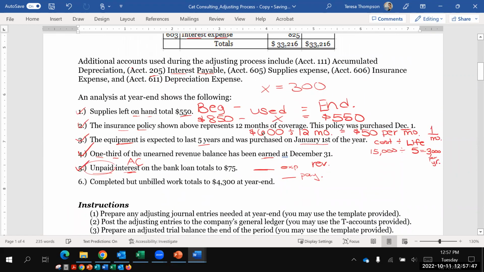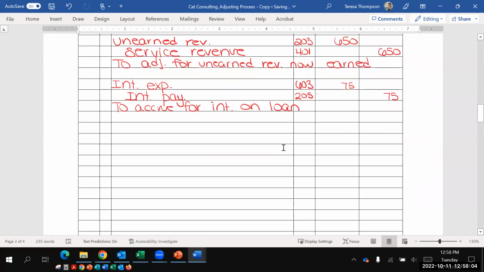All right, last one, completed but unbilled work. Totals 4,300. Okay, it's completed, means earned. Gotta put it to a revenue account, and we gotta show that our customers owe it for us. So revenue and AR. So AR, service revenue, to adjust for completed but unbilled work.